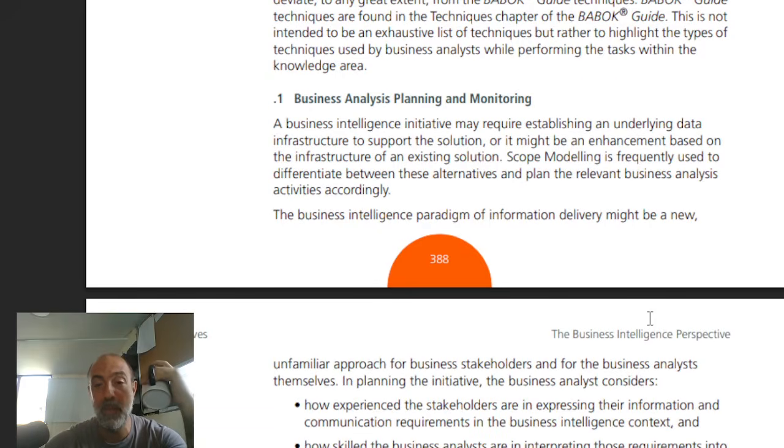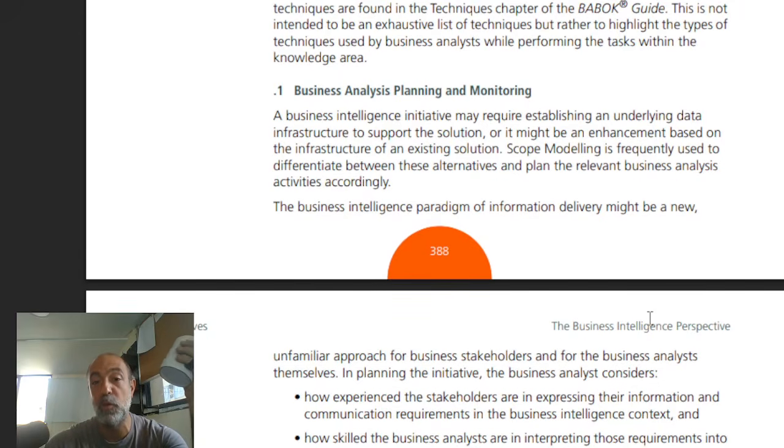So, business analysis planning and monitoring. A business intelligence initiative may require establishing an underlying data infrastructure to support the solution, or it might be an enhancement based on the infrastructure of an existing solution. Scope modeling is frequently used to differentiate between these alternatives and plan the relevant business analysis activity accordingly.